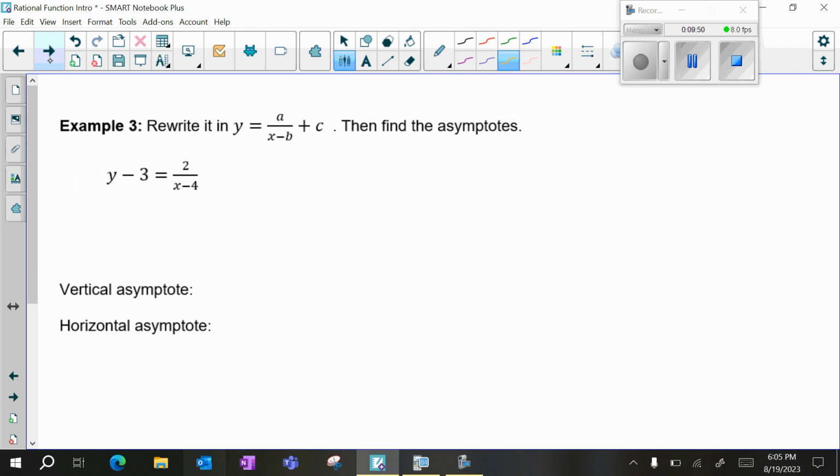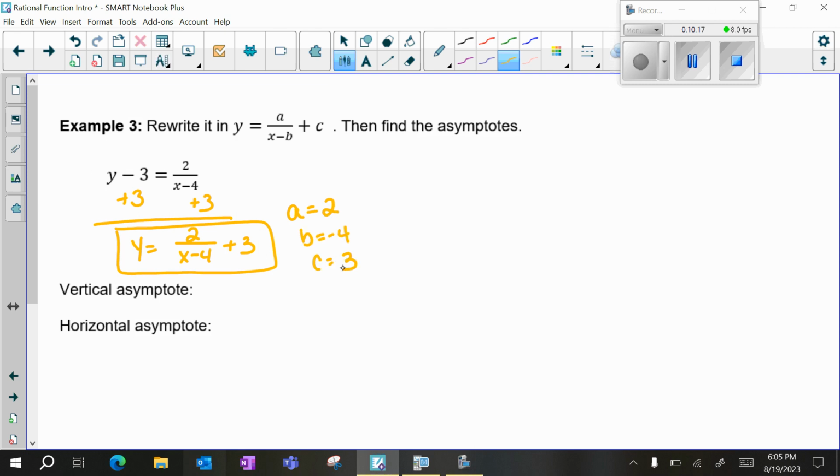All right, let's take a look at example 3. They want us to rewrite our function in the form y equals a over x minus b plus c, and then find our asymptotes. So for this one, it's a little bit straightforward. I want the y by itself, so I have y equals 2 over x minus 4 plus 3. They didn't ask me to, but if they did, a would be 2, b would be negative 4, and c would be 3. So those shortcuts I just talked about are going to help us find our vertical and horizontal asymptotes.